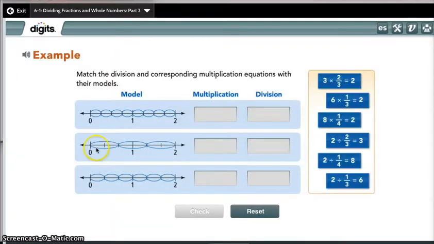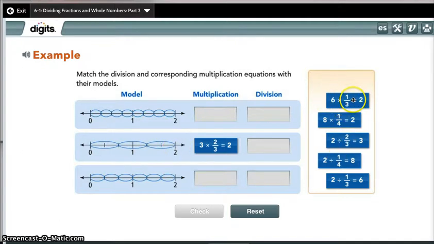Let's go ahead and go to our example and see if we can solve these matching problems. So match the division and the multiplication equations. Well, 3 times 2/3 equals 2. Well, I need 3 groups, and each group needs to be a 2/3 group. So that looks like it's this one. Each group is 2/3, and I have 3 groups, and I end on 2.